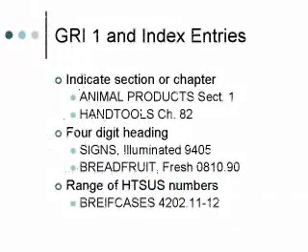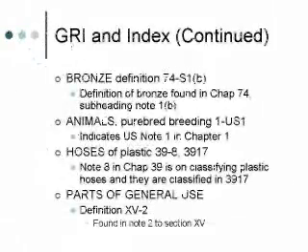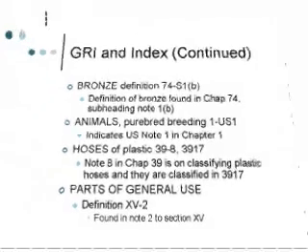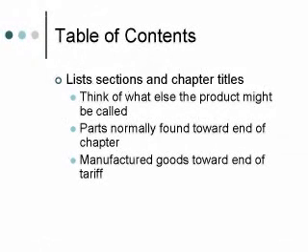The same rule applies to the index. In the index, we will find many entries that may help us locate a product. An entry may indicate a section or chapter, or may indicate a 4-digit heading. An entry may give you a range of harmonized tariff numbers or a definition. There are many ways that an entry may be listed in the index, but you cannot use it or cite it when classifying a product. The table of contents lists sections and chapter titles to help you find a classification.